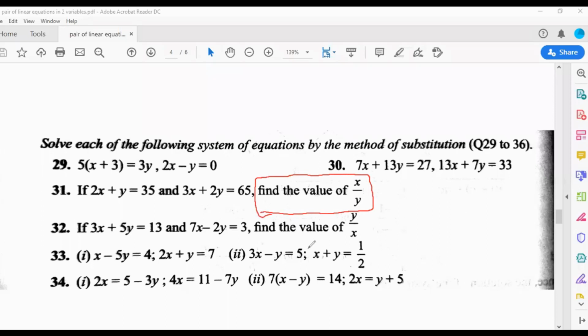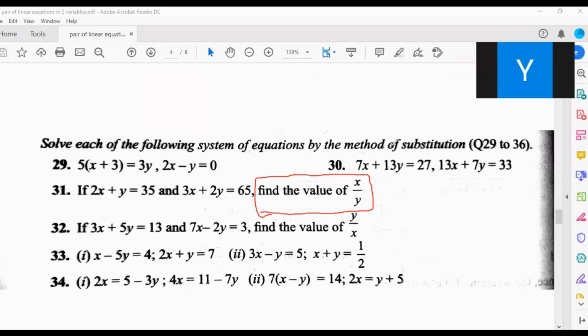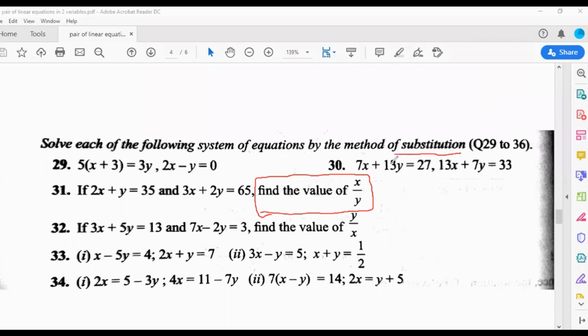So how can we do this? First we have to find the values of x and y, then divide. I think in such questions the equations will be consistent. You can simply check: a1 by a2, 2 by 3, is not equal to b1 by b2, that is 1 by 2. So in such a case, use the method mentioned, the substitution method.